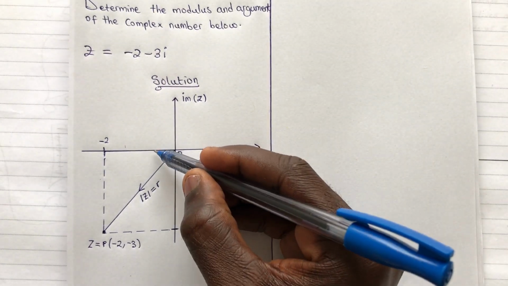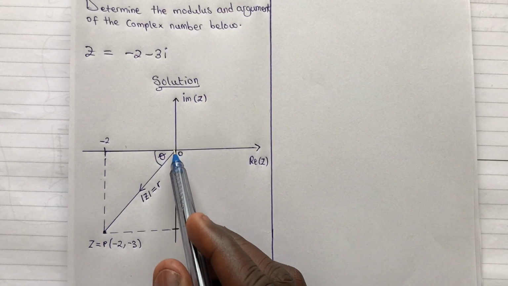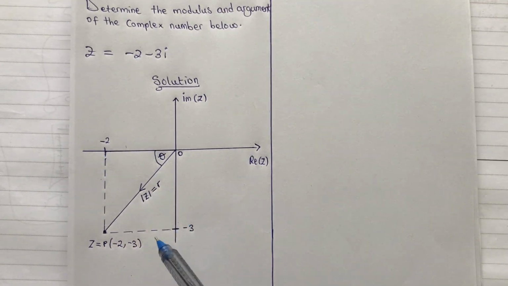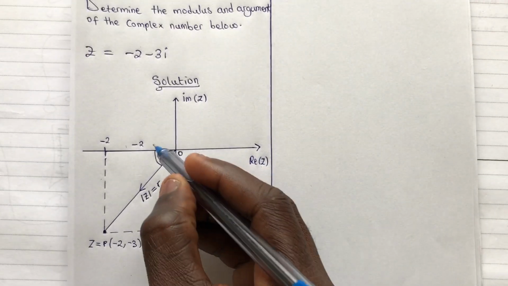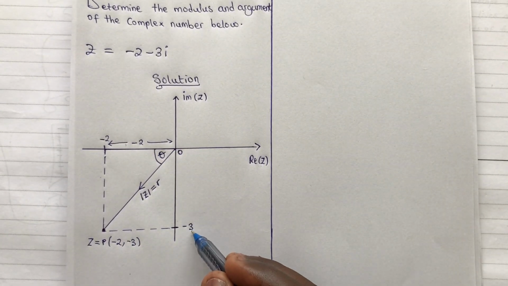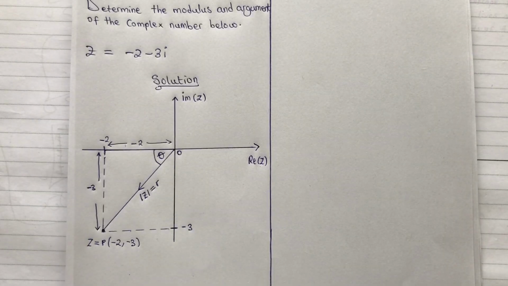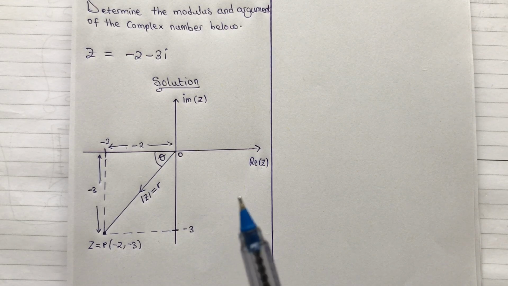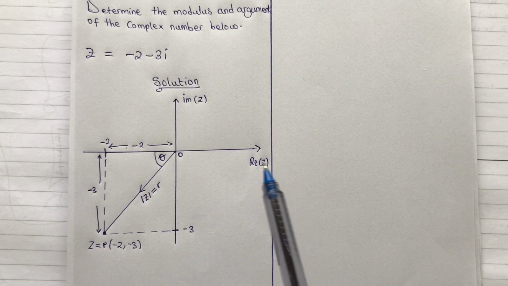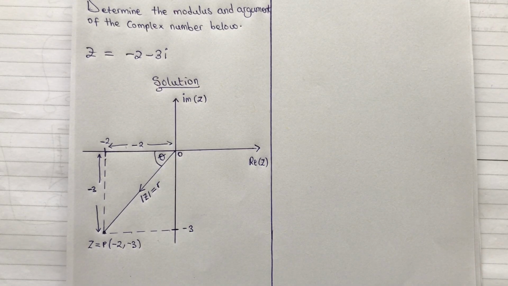Now the angle that we form here, let's name this one theta. And the distance from 0 to this side is -2. So I'll put it here, -2, which is what we have here. So the distance from 0 to this side was -3. So let's put it here, -3. Alright, so now we can find the value of theta, but that is not the angle that we are actually looking for. The actual angle will be read from this side until we get here. So I will work on that.